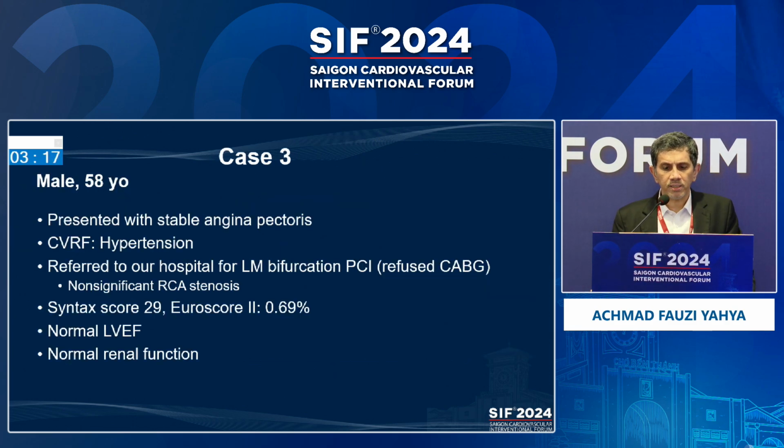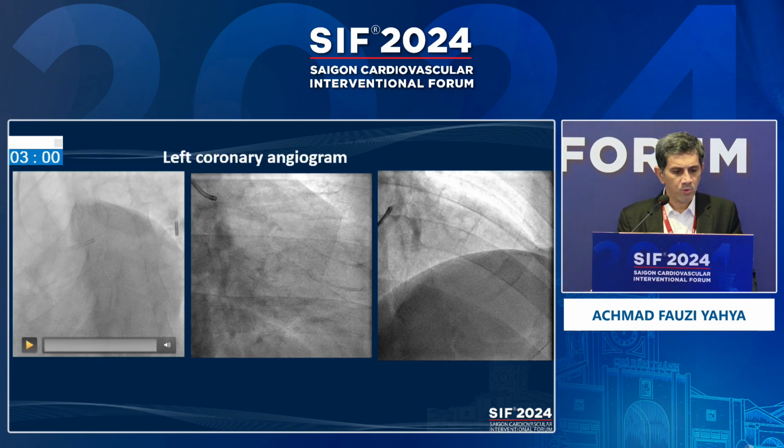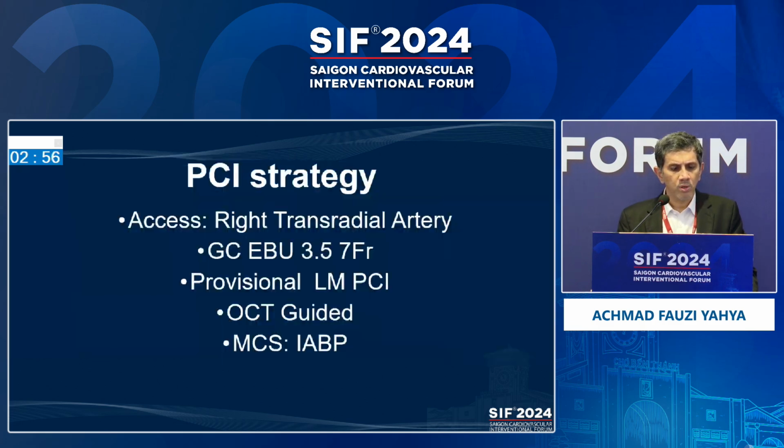The third case presented is a patient with stable angina pectoris, cardiovascular risk factor hypertension, referred to our hospital for left main bifurcation, refused CABG, SYNTAX score 29, normal LVEF. And this is the case. So we used the right distal transradial artery, guiding catheter EBU 3.7 French, and provisional left main PCI, OCT guided, and we used MCS and IABP.